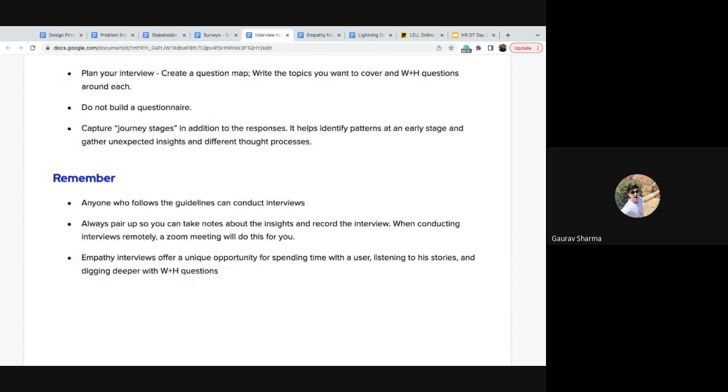Now, something to remember here is that anyone who follows a guideline can conduct interviews. Always pair up and have at least 2 people in the interview, so that one can ask questions and one can record the observations, take the recording, or summarize everything for you. Somebody who's taking notes. So having 2 people is always the best recommendation. And of course, empathy interviews offer a unique opportunity for spending time with the user. Now, you remember we talked about observe, and observe here is the key, and this is a tool within the observe phase. When you're sitting with somebody, seeing what they do in their day-to-day lives, it gives us a unique opportunity for listening to his or her stories, and digging deeper with why and how questions.